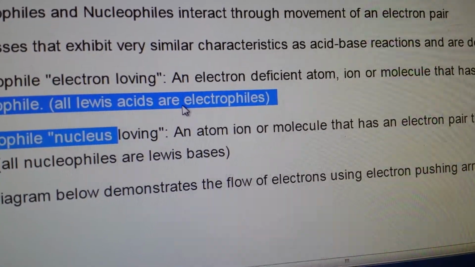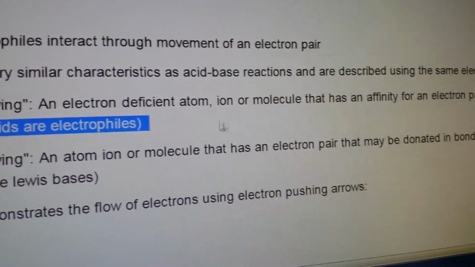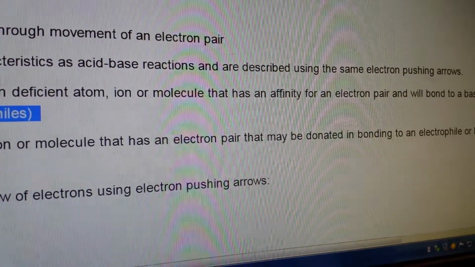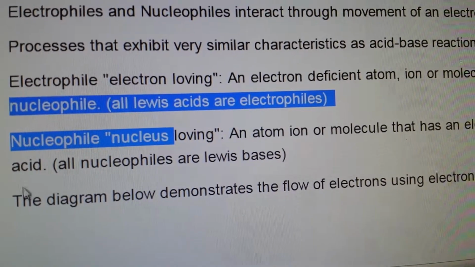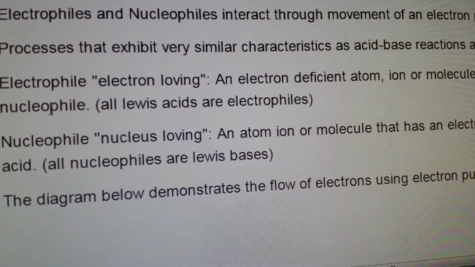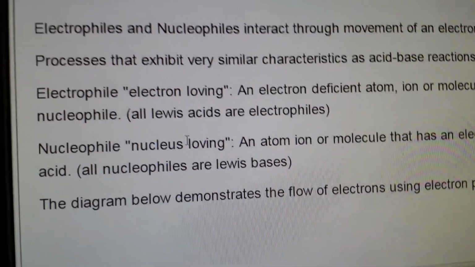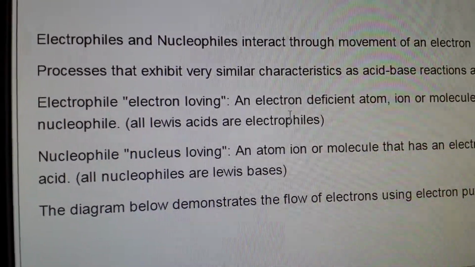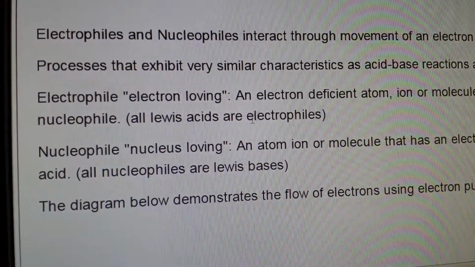Lewis acids are electrophiles. Electrophiles are electron-loving: an electron-deficient atom, ion, or molecule that has an affinity for an electron pair and will bond to a base or a nucleophile.